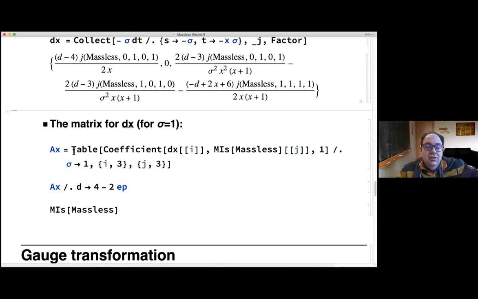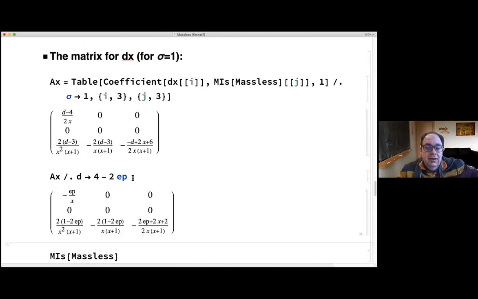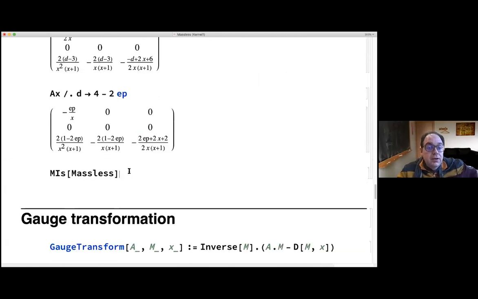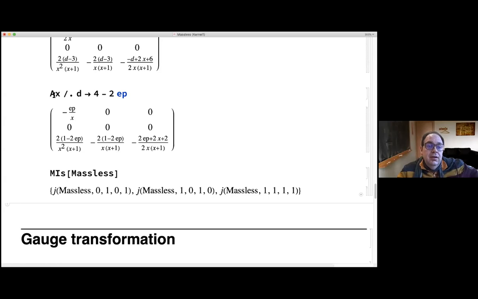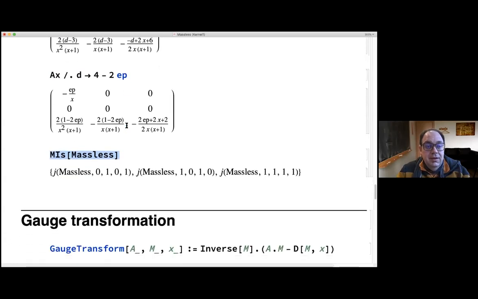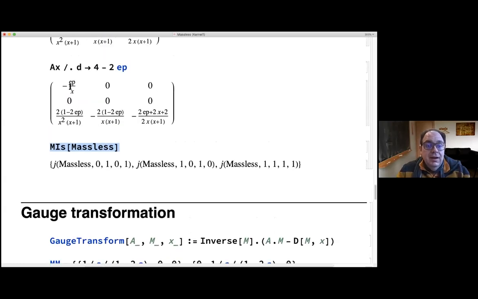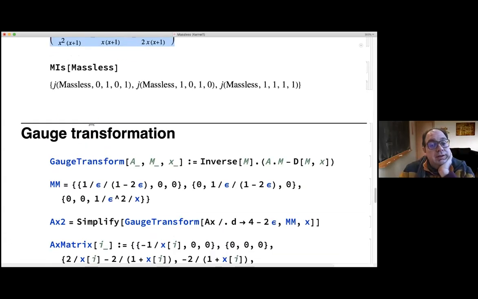So let me then package it into this matrix. What I'm doing is I'm just now packaging everything into a matrix. Say the dimension is 4 minus 2 epsilon. So this would be the matrix such that the derivative of this vector, which is my vector of masters, is equal to this matrix times this vector. This is my matrix. Okay, and you see, this is already linear in epsilon. This just comes out like this. In general, this would not be the case. In general, the epsilon dependence would be much more complicated.